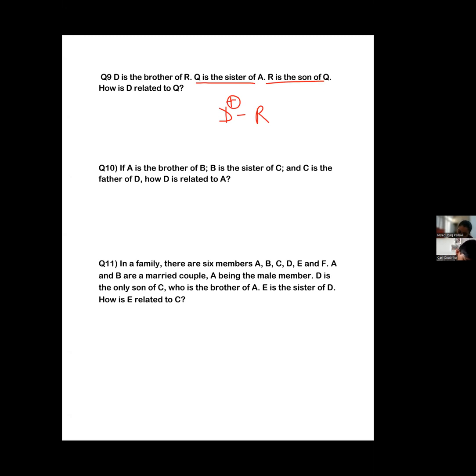If R is the son of Q, Q will be here, and R, the son, will come here. Plus Q is the sister of A. That means Q will be female and A will be somewhere there. How is D related to Q? D will be son only, because R is also a son and these two are siblings. So D will also be son. That's the correct answer. Okay, now see the 10th one.